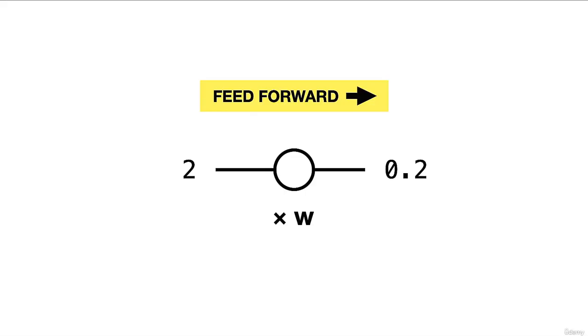What you just saw is called feed forward. The neuron took input value 2. The input was multiplied by w and produced output 0.2. This is a working example of a neural network with one neuron. It only has one problem. It is not very good at predicting. It needs to be trained.